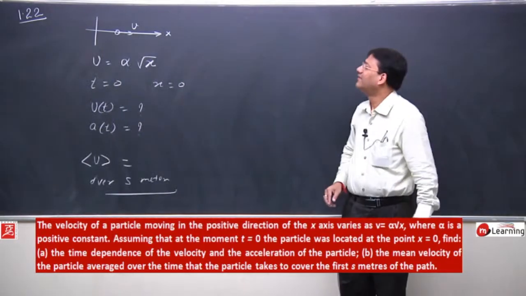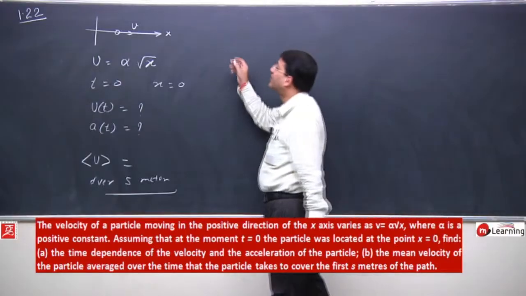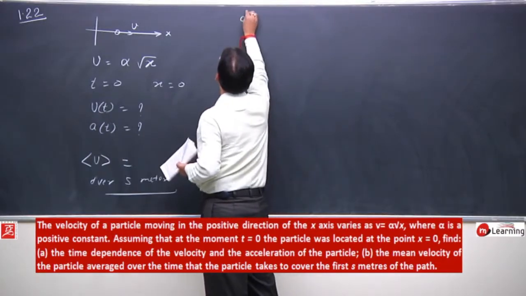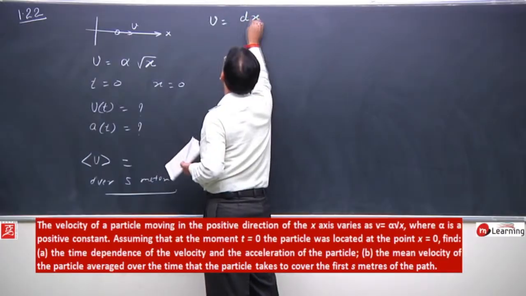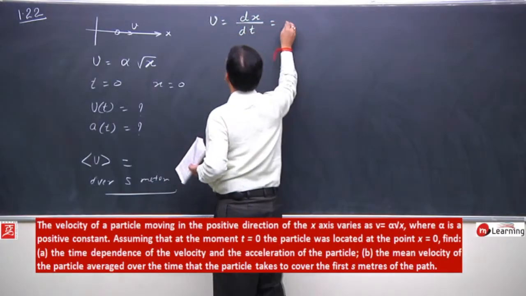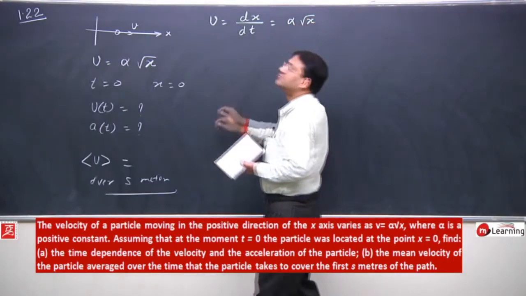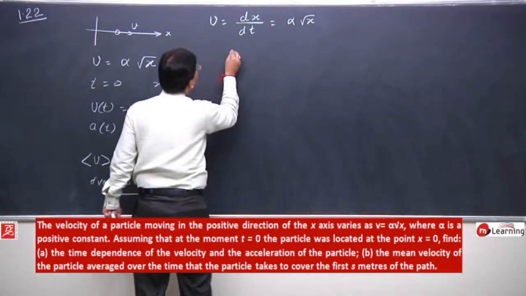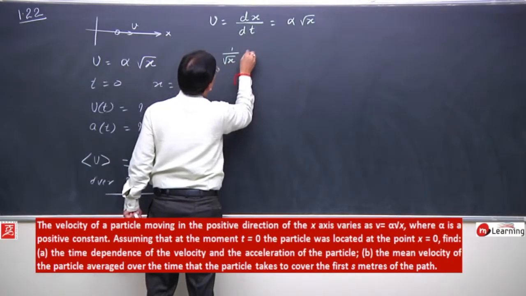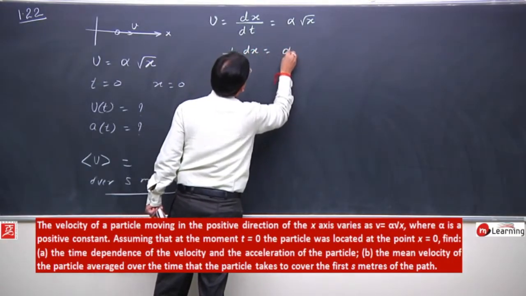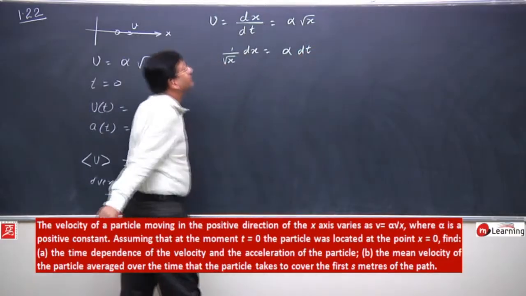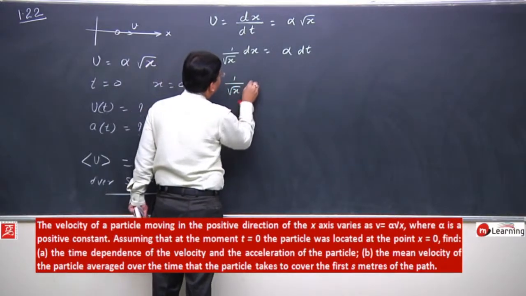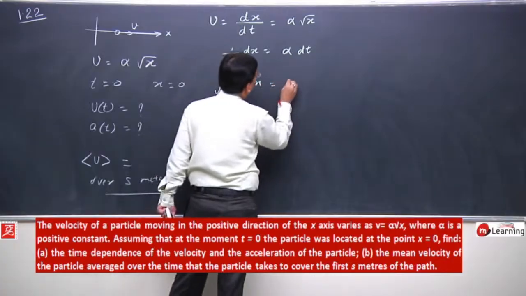See, velocity as a function of displacement, I can always write velocity as dx by dt, the rate of change of displacement along the x-axis. Since the particle is moving along the x-axis, I can rearrange this equation as 1 by root x dx is equal to alpha dt, and this can be integrated on both the sides.